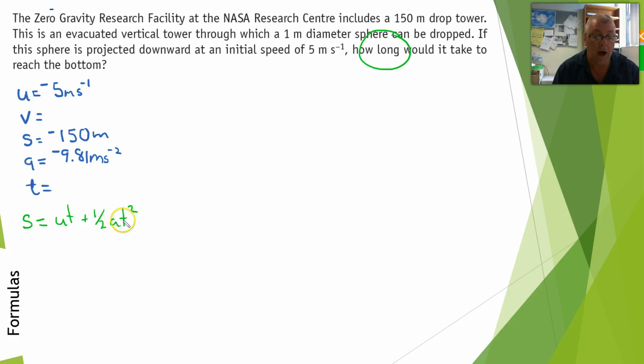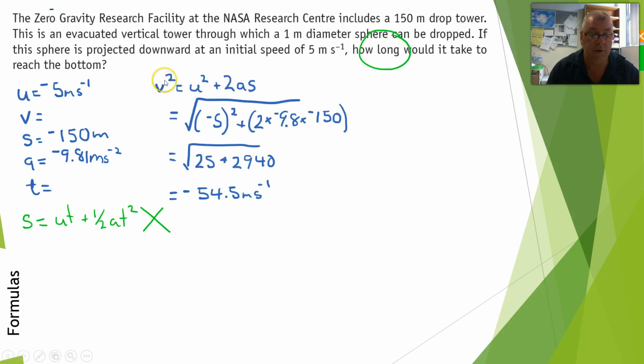However, I would generally recommend that you don't use the quadratic equation. So how do you get around this problem? Well, the simple solution is not to find t, but to find v, using v squared equals u squared plus 2as, because you have enough information here. You have the u, you have the a, and you have the s, and you do that and you come up with the final velocity.